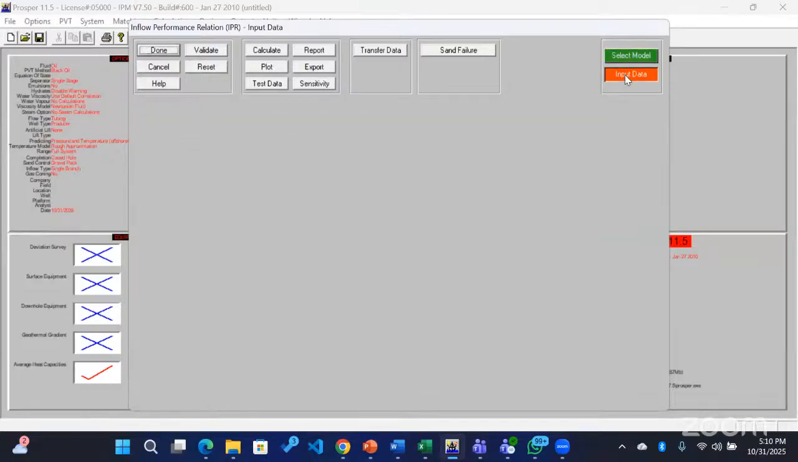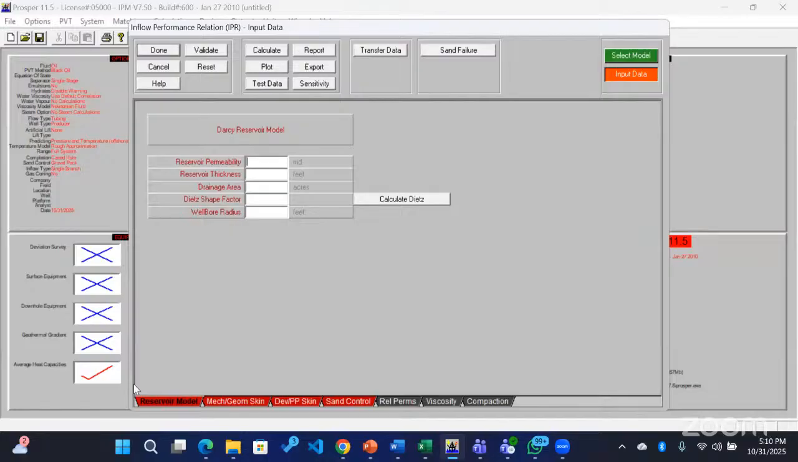So we go to input data, where we input our reservoir model, which is Darcy that we choose. So what is our reservoir permeability? Let's assume it's 689 millidarcy. Then our reservoir thickness is around 40.3 feet. Then our drainage area is 1910. Then for radial flow, the shape factor is around 31.6. That's for radial flow. Then our wellbore radius, let's assume is 5. So that's our reservoir model.